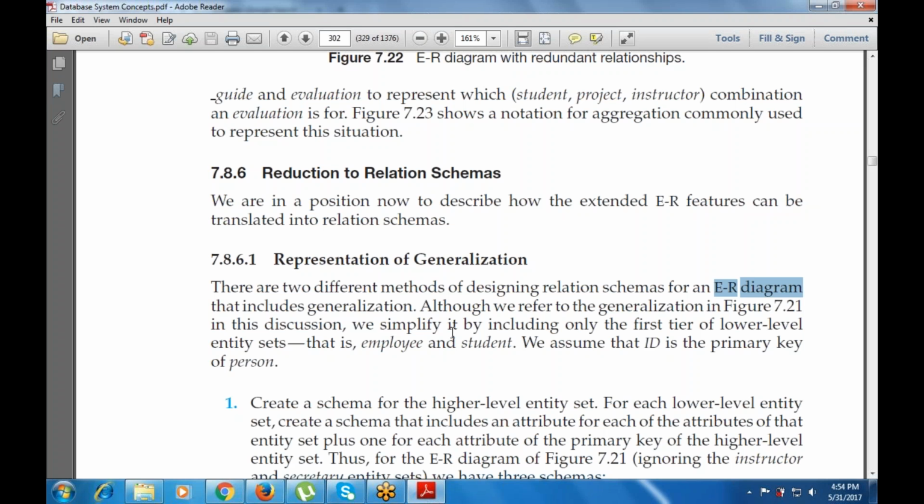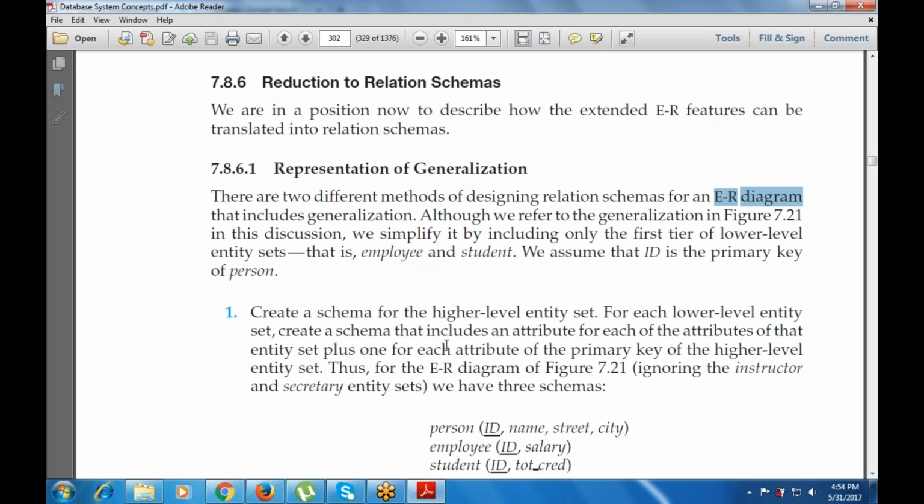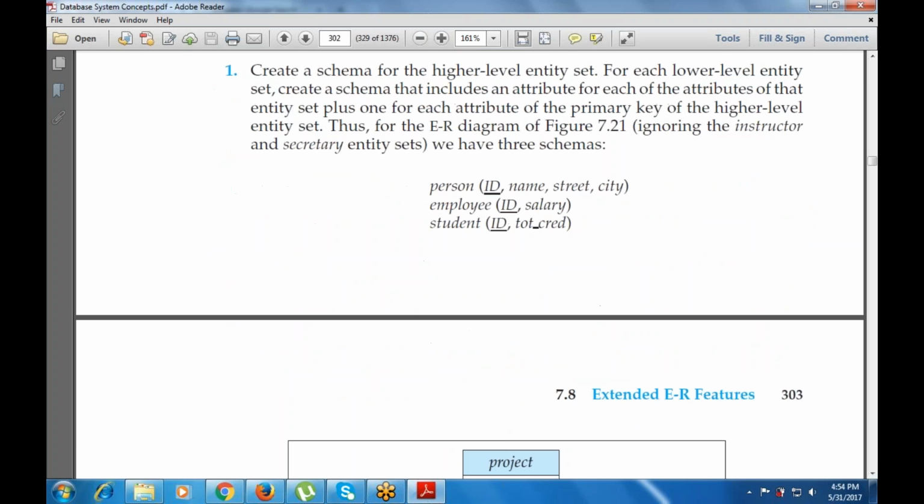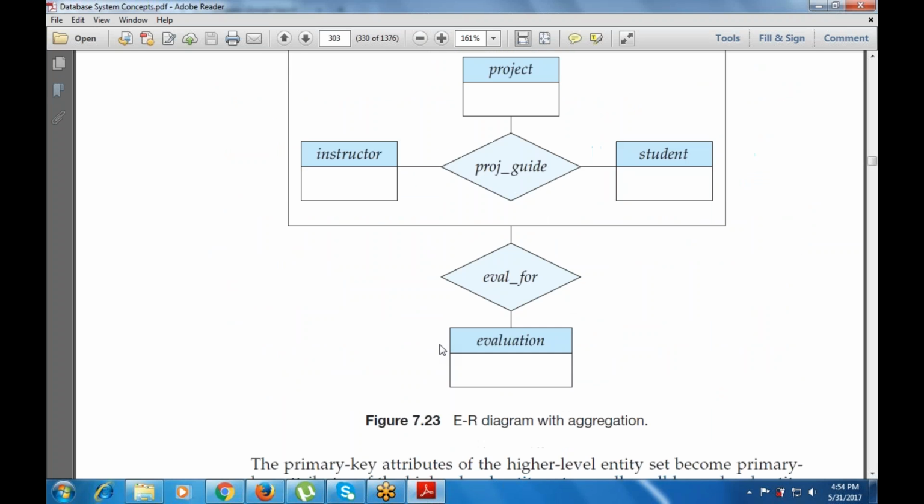So we assume that ID is the primary key of person. Create a schema for the higher-level entity set first, and for each lower-level entity set, create a schema that includes an attribute for each of the attributes of that entity set plus one for each attribute of the primary key of the higher-level entity set. This is used with figure 7.21.